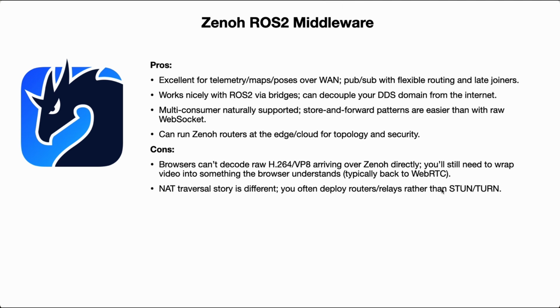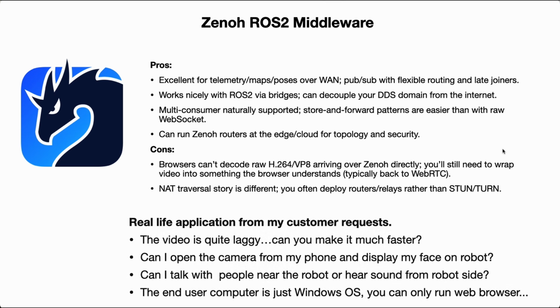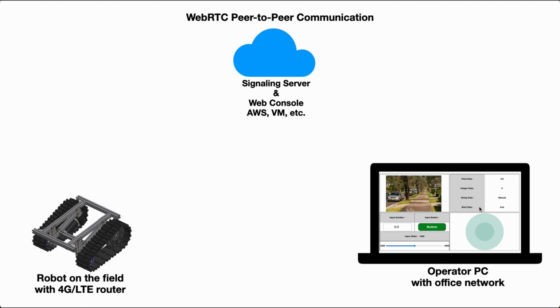I've been using Zenoh for a while, but some requests keep coming. The video is quite laggy, can you make it much faster? Can I open the camera from my phone or iPad to display my face on the robot? Can I talk with people near the robot or hear sound from the robot side? The end user's computer is not Linux, just Windows. They want something easy to use. Then I think the better solution is to use WebRTC.